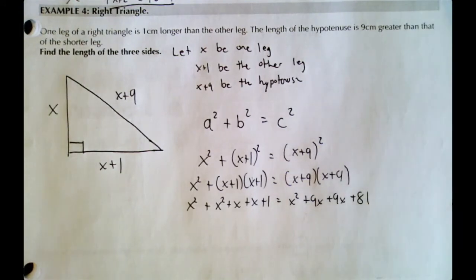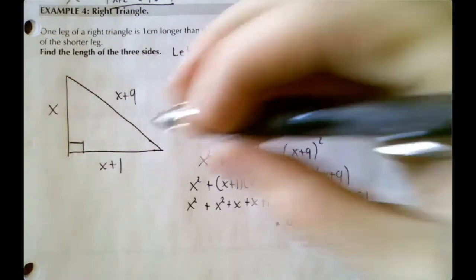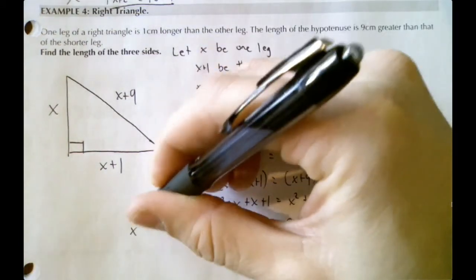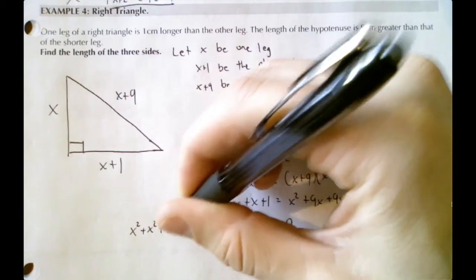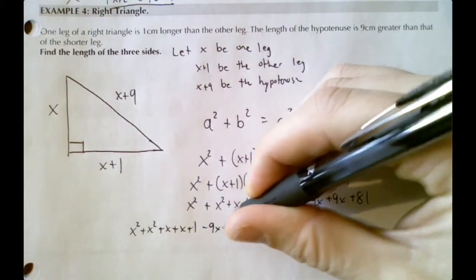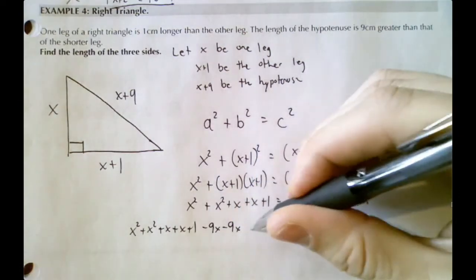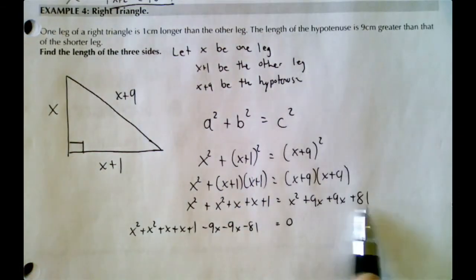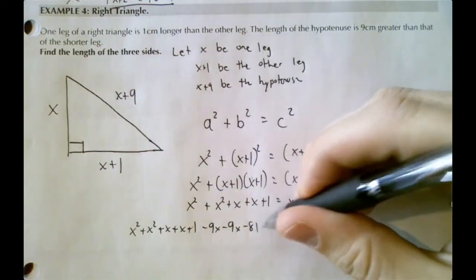And now we're just collecting like terms. We got 2x squareds on the left side, so let's move everything to the left side. So we get x squared plus x plus x plus x squared plus 1 minus 9x minus 9x minus 81. Move those three. I missed this one: minus x squared.